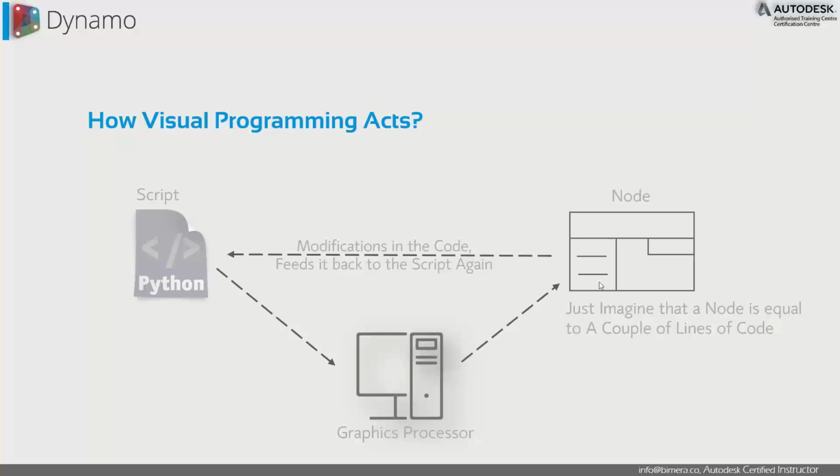The user has to feed some values to it, then it becomes active, then it will be sent to the script face again, and the script will be sent to the graphic processor, and the graphic processor will update the script, and it will change the node behavior. If there is something wrong in the user's input here, then it will be in a different shape.